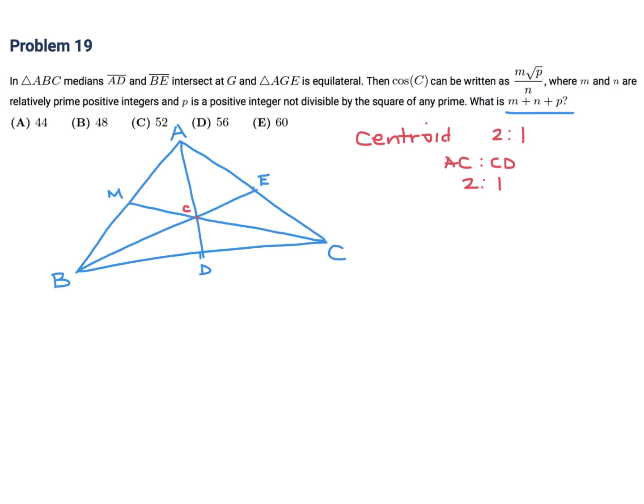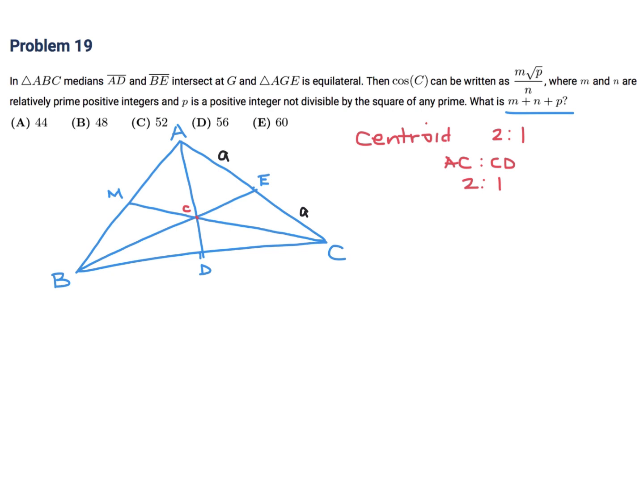Okay, so I think we're going to have to use law of cosines here. So let me do some labeling first. So AE I'll call A, EC I'll call A because it's the same because E is the midpoint. And then AGE is equilateral, right?